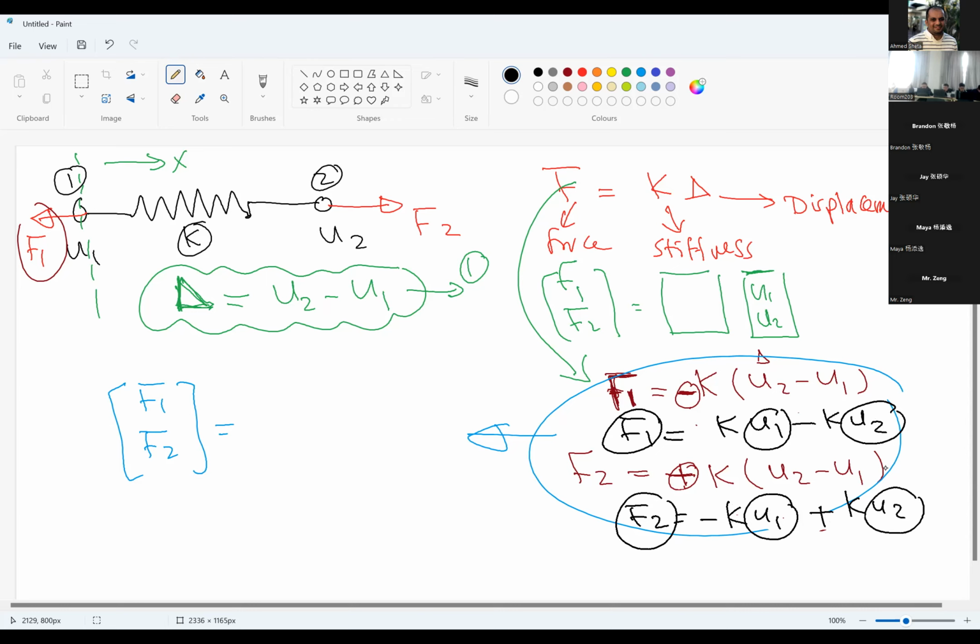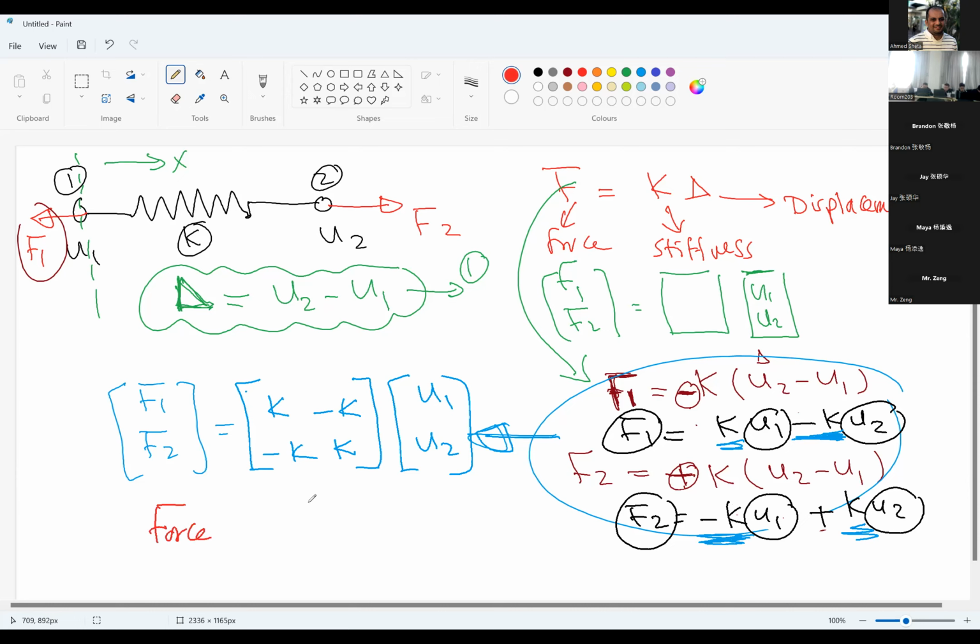If we return back to our equation here, we will have U1 and U2, and here we will have K, minus K, minus K and positive K. This is the force, this is the stiffness matrix, and this is the displacement.